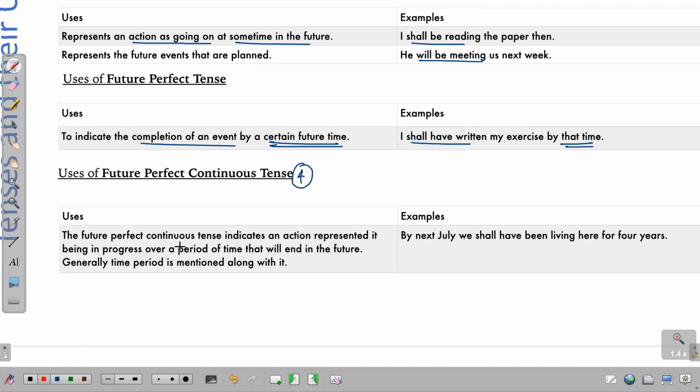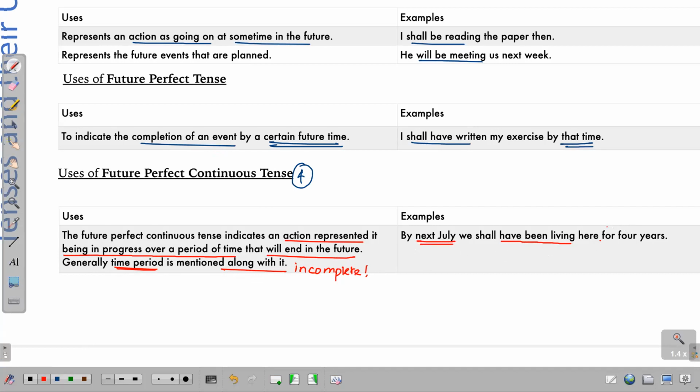Why? Because the future perfect continuous tense indicates an action represented in the progressive form over a period and that will end in the future. Generally, a time period is mentioned along with it. Otherwise, it's supposed to be an incomplete sentence. For example, "By next July, we shall have been living here," full stop. It will sound absurd, because what is then completed? Why did you use "will have been living"? So what will be completed?